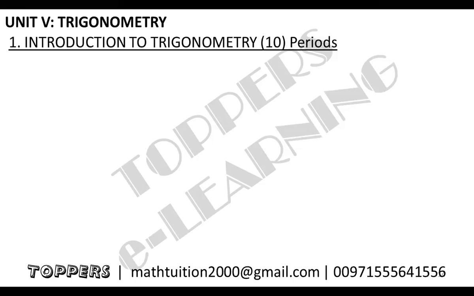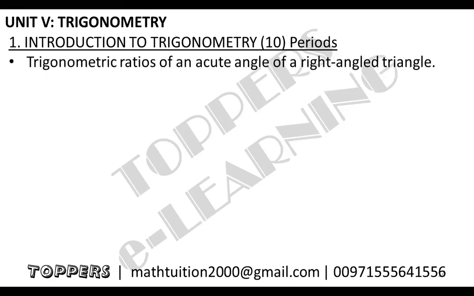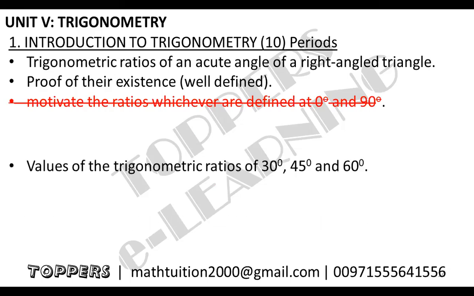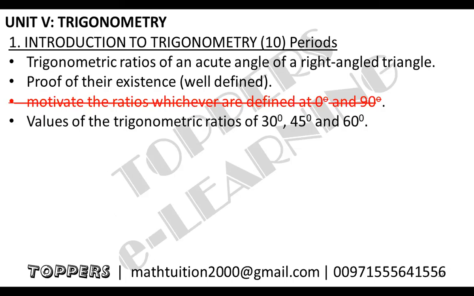Then trigonometry. Introduction to trigonometry, 10 periods. Trigonometric ratios of an acute angle of a right angled triangle. Proof of their existence. Then motivate the ratios which are defined at 0 degree and 90 degree. That is taken out. Values of the trigonometric ratios of 30 degree, 45 degree, and 60 degree is there; only 0 and 90 are reduced.